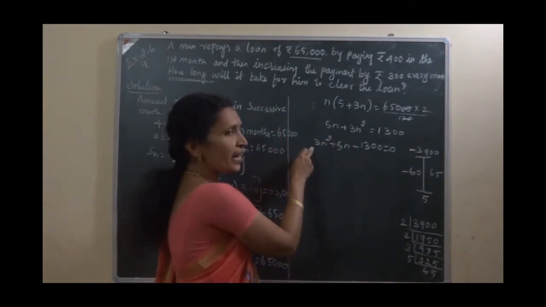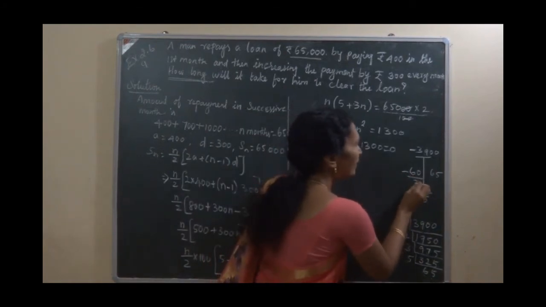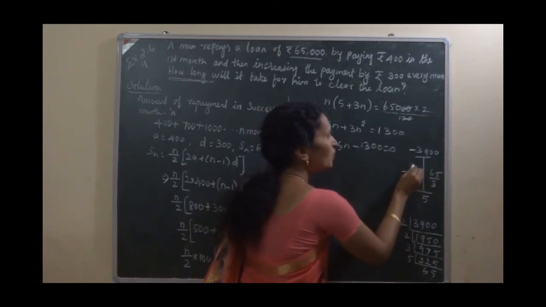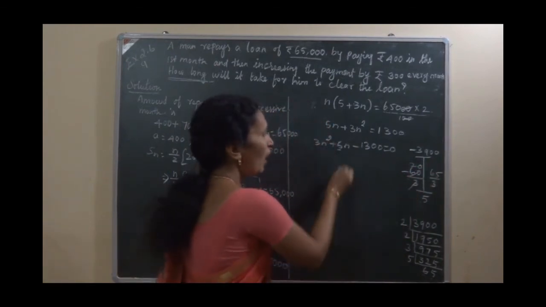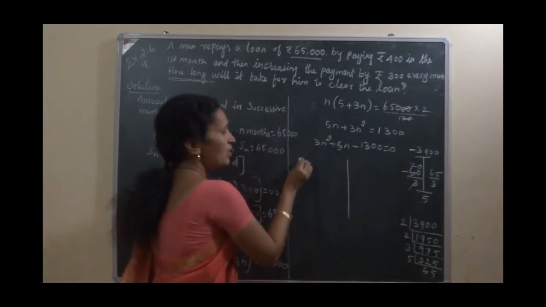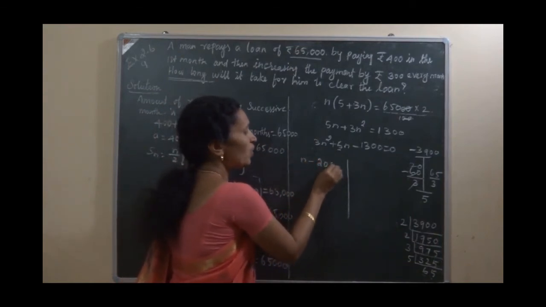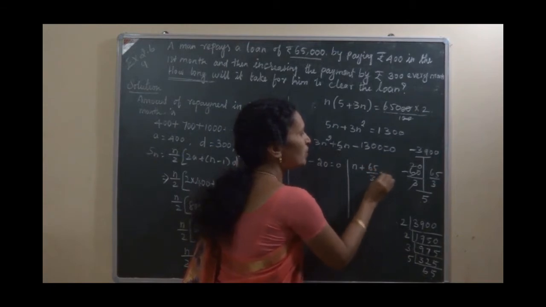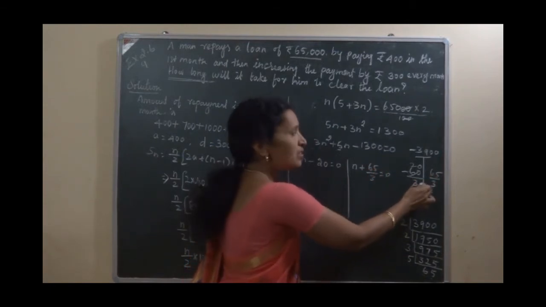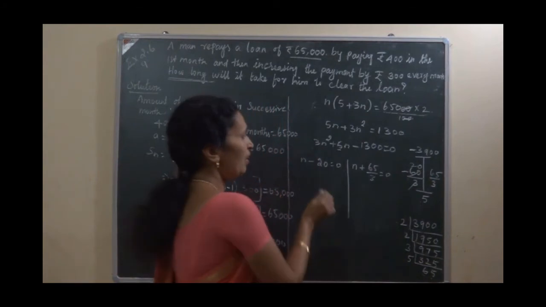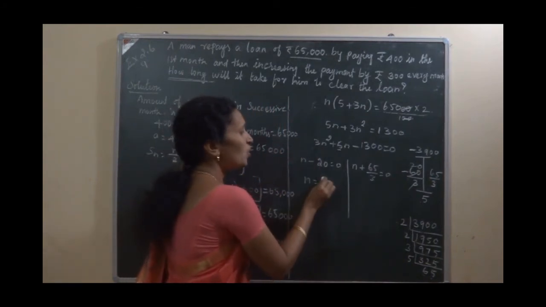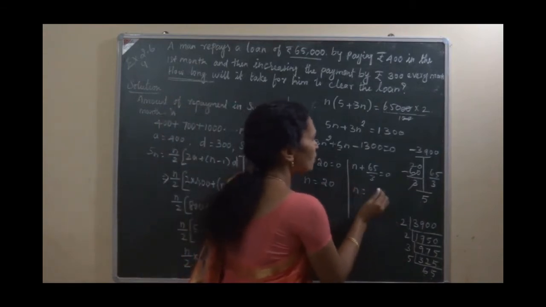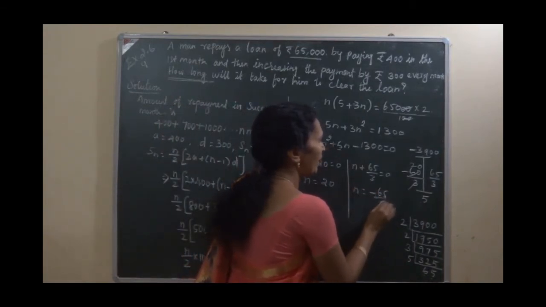The coefficient of n square is 3, so you must divide by 3 here. You understand? 1 3 is 3, 2 3s are 6, 0. How will you give the value of n? n minus 20 equal to 0, n plus 65 by 3 equal to 0. Here we can't divide, so the same value is written. Here n equals 20, and here n equals minus 65 by 3.